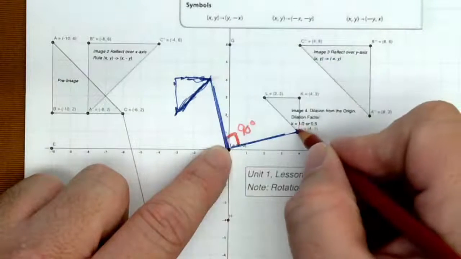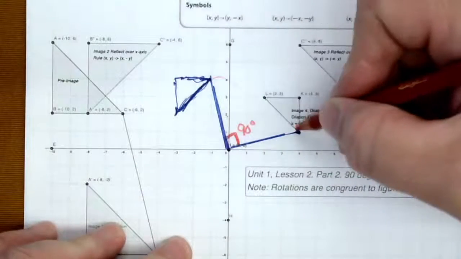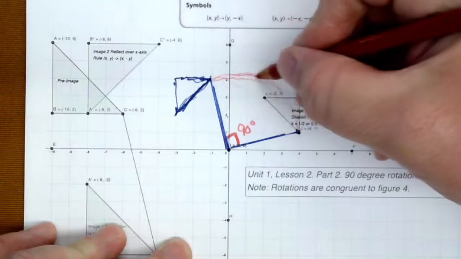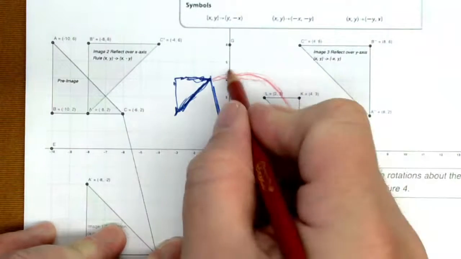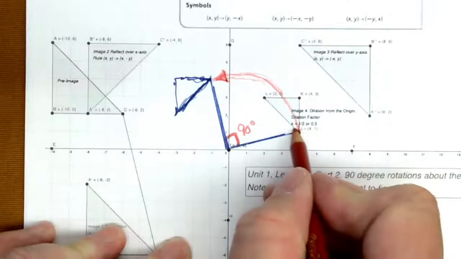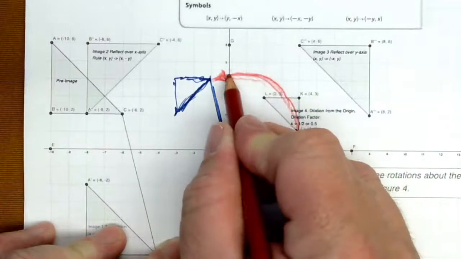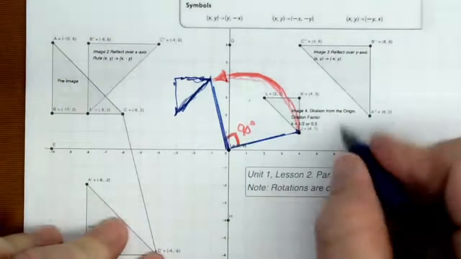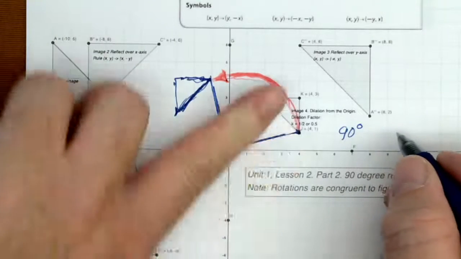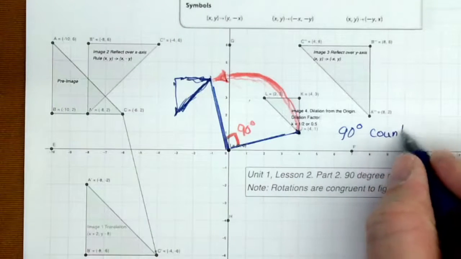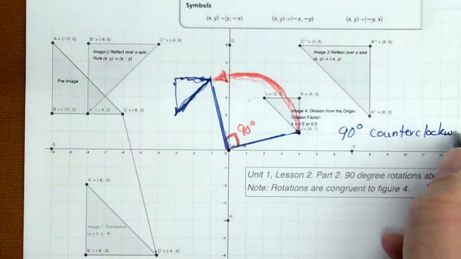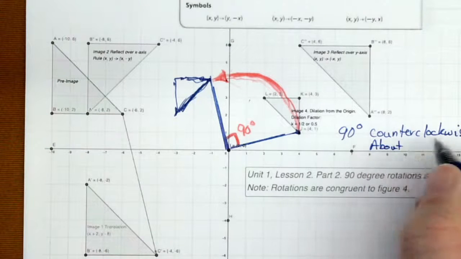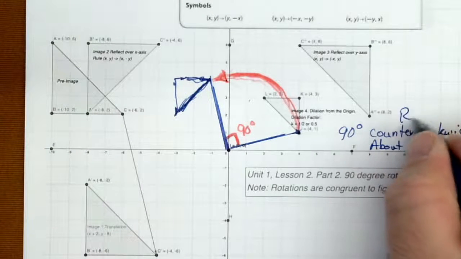So we have a circle, it went in this direction. 90 degrees. So we have a 90-degree rotation about the origin. We didn't go clockwise, we went counterclockwise, about the origin. And it's a rotation. And then we need to label our point. We'd call this J prime.